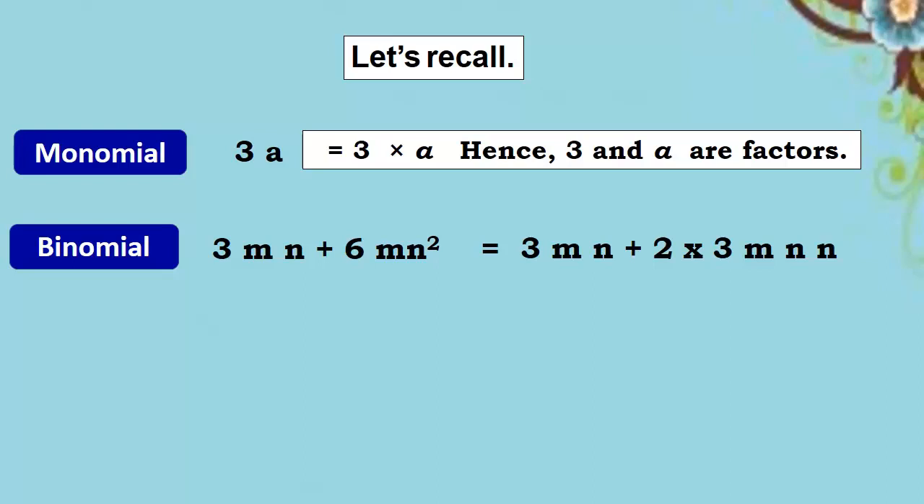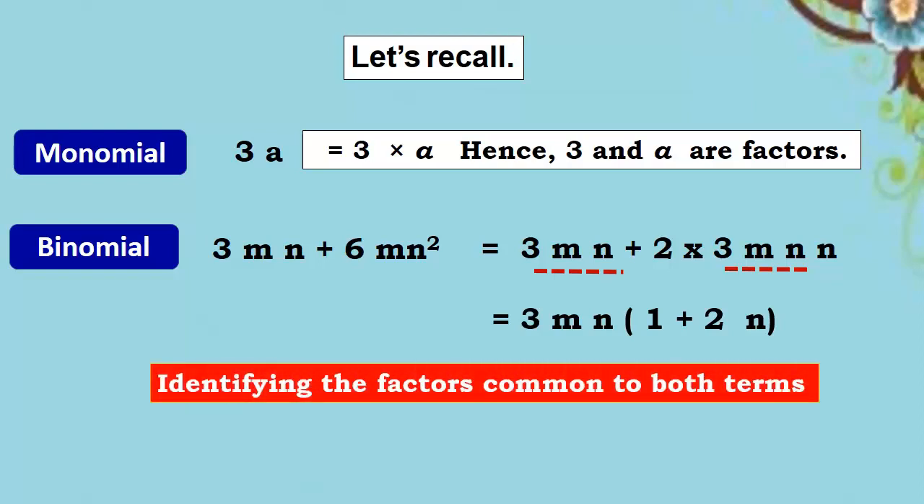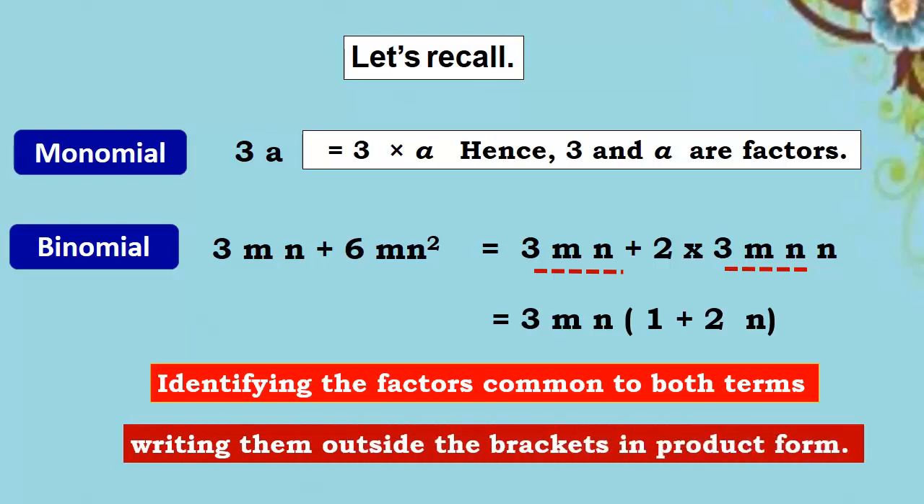Now look here. 3, m and n are present in both the terms. So it's a common factor. Let's take it out. When you take this out, the remaining thing is written in the bracket. So 3mn ones are 3mn, so it is 1 plus 2n. So here 3mn and 1 plus 2n in the bracket are the factors. So to find the factors, first identify the common terms, then write them outside the bracket in product form. In this way we can factorize a binomial.